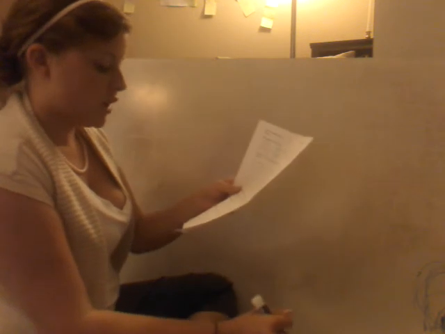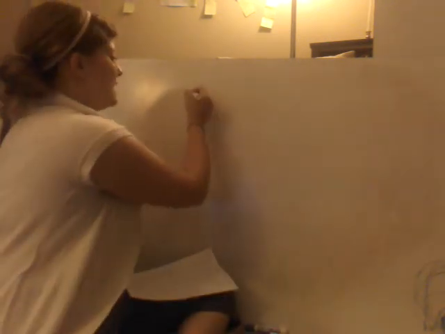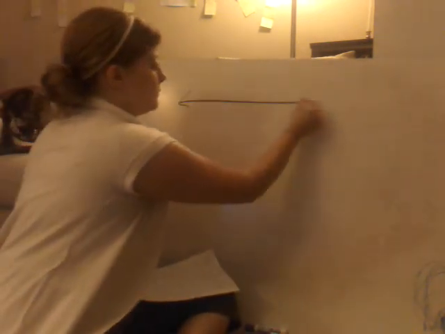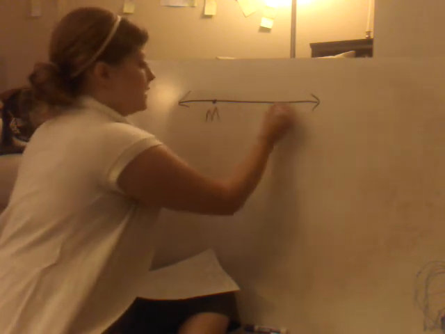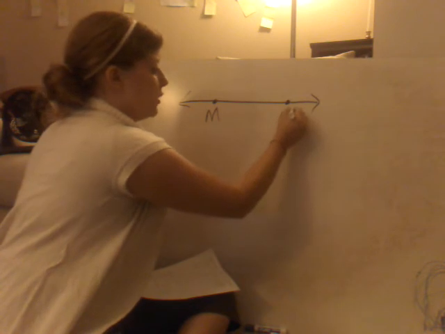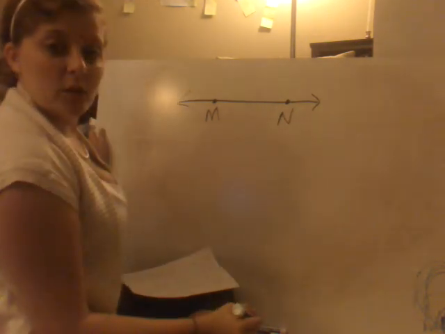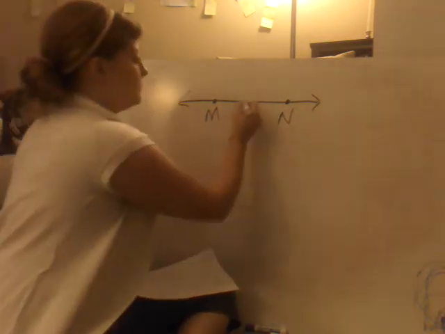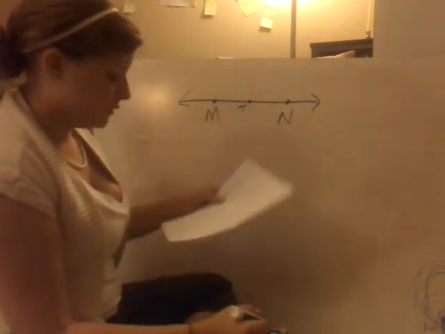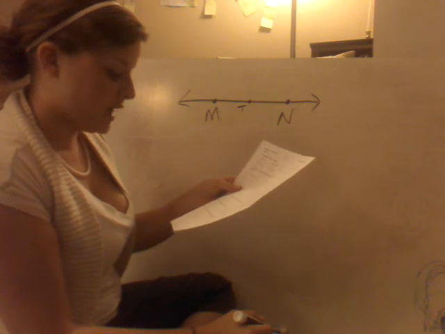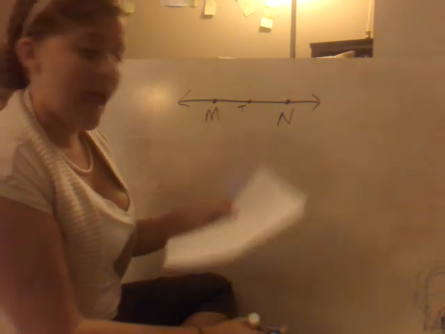Alright, so that's our slope. Number 12 says to draw MN as a line and a point T on the line. So our first step is to draw MN as a line. And that MN means that on this line they're just already identifying 2 points, M and N. And then it wants me to add point T. So here's my T.